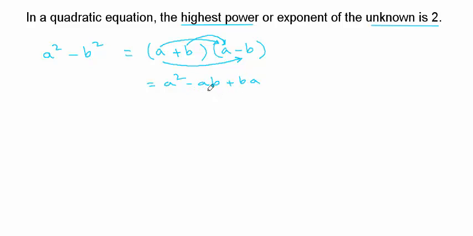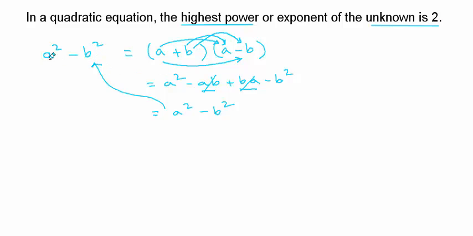So essentially, in the next step, this and this will cross off. And finally, b times negative b is minus b squared. Like I said, ab and ba are the same and they are of opposite signs, so you could cross them off. Finally, we just have a squared minus b squared. (a plus b) times (a minus b) is the factored form of a squared minus b squared.